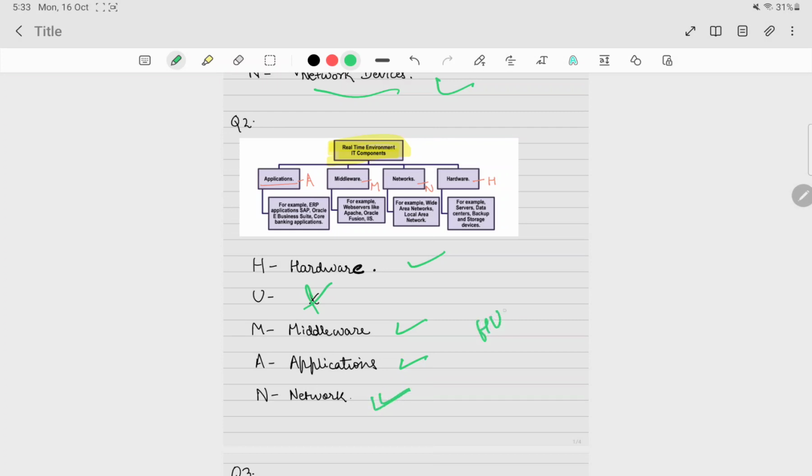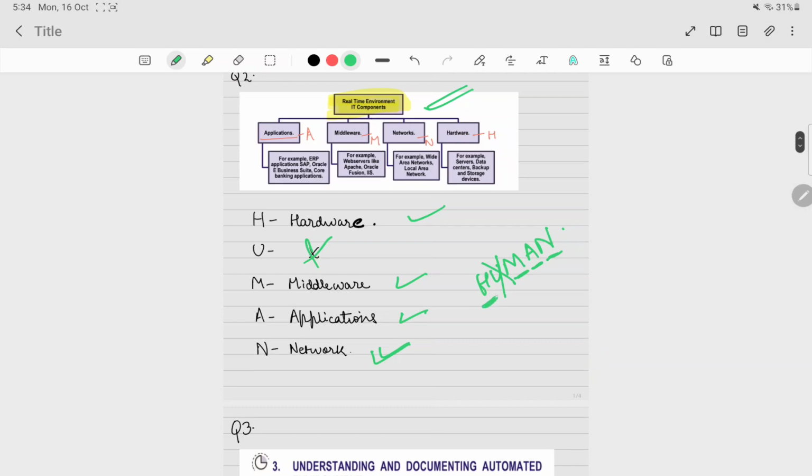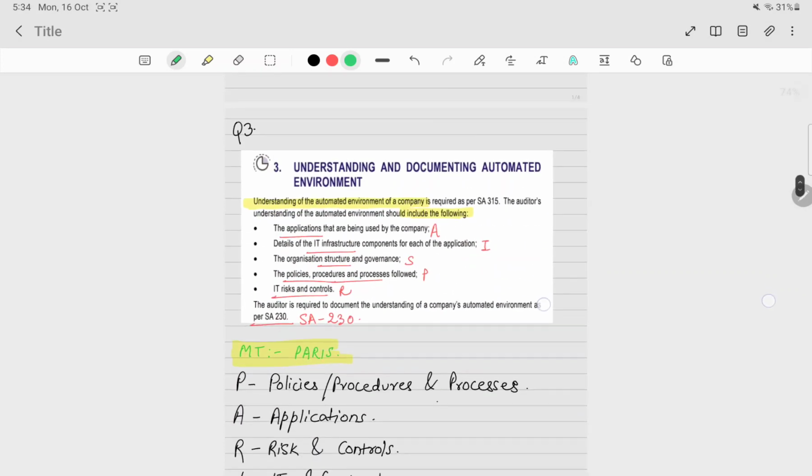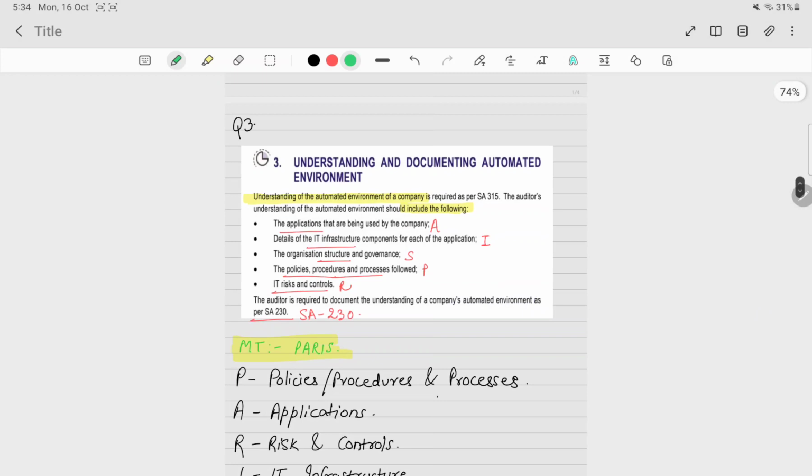So what is the memory code for real time environment IT components? That is human. So this is very easy. H you can remember hardware, M you can remember middleware, applications and network. Hardware, middleware, applications and network. So easy. Then when we come to question 3, that is understanding the automated environment of a company includes.